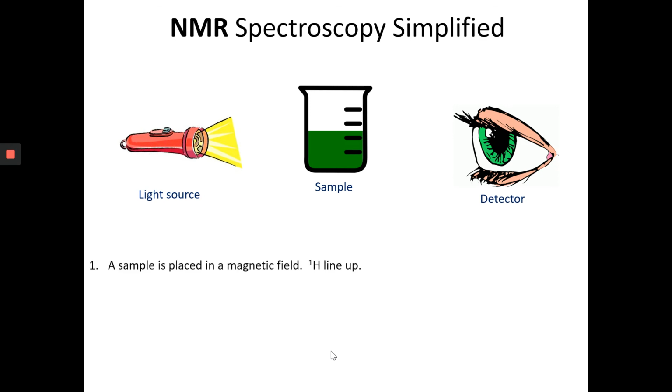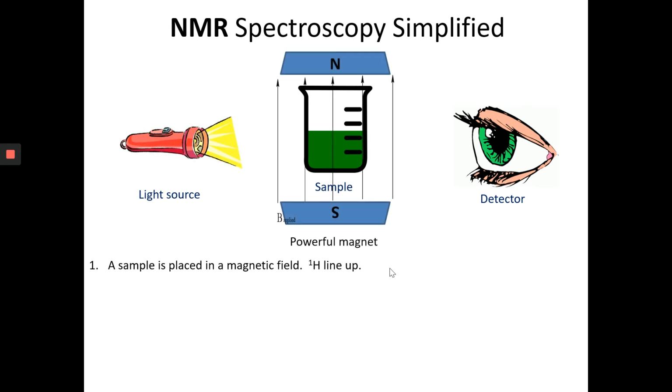First of all, I'm going to take a sample that I want to study, and I'm going to put it in a magnetic field. So let's suppose this is my sample, and I want to know some information about it. I'm going to stick it between the poles of a giant magnet. Here's the South Pole, here's the North Pole. The lines of magnetic field are going that way.